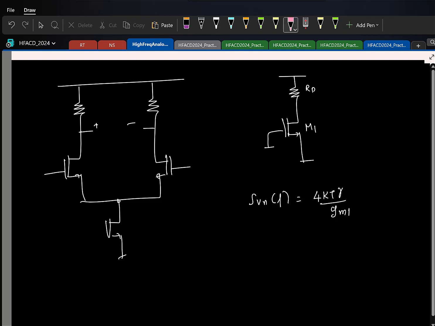Similarly, let us say you find the short circuit noise current from the noise current of RD to the output. That is directly going to come. The power spectral density of that noise current is 4kT by RD. This is the power spectral density for the differential half circuit. You basically multiply this by 2. That is the power spectral density of the fully differential amplifier. That's all.